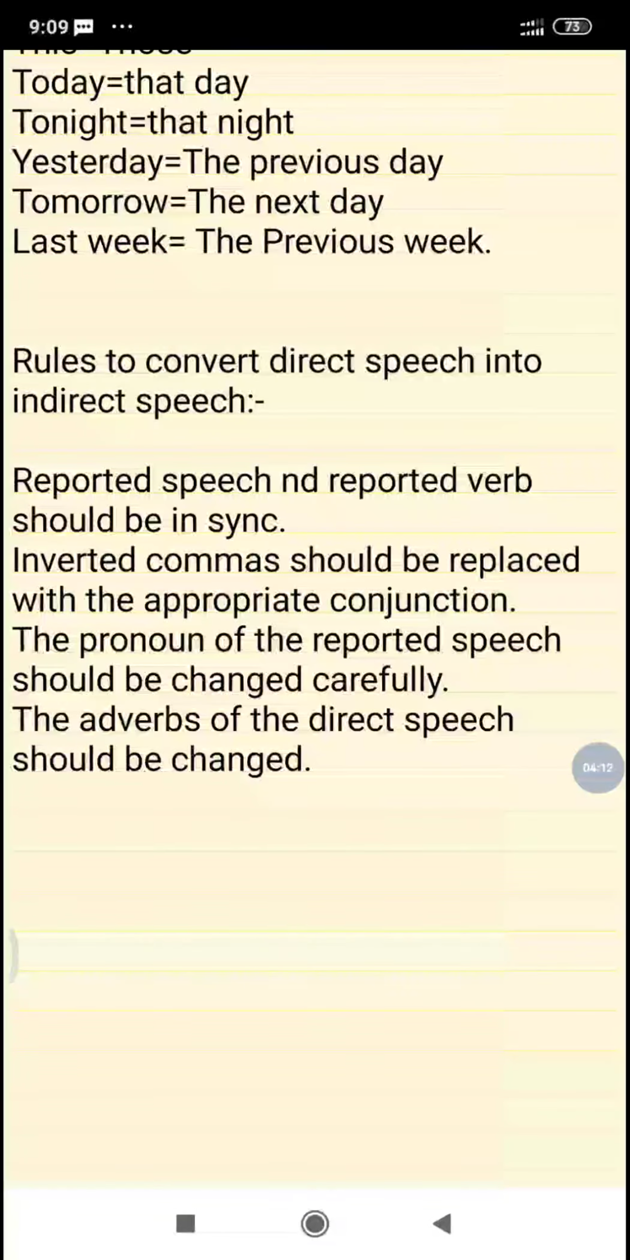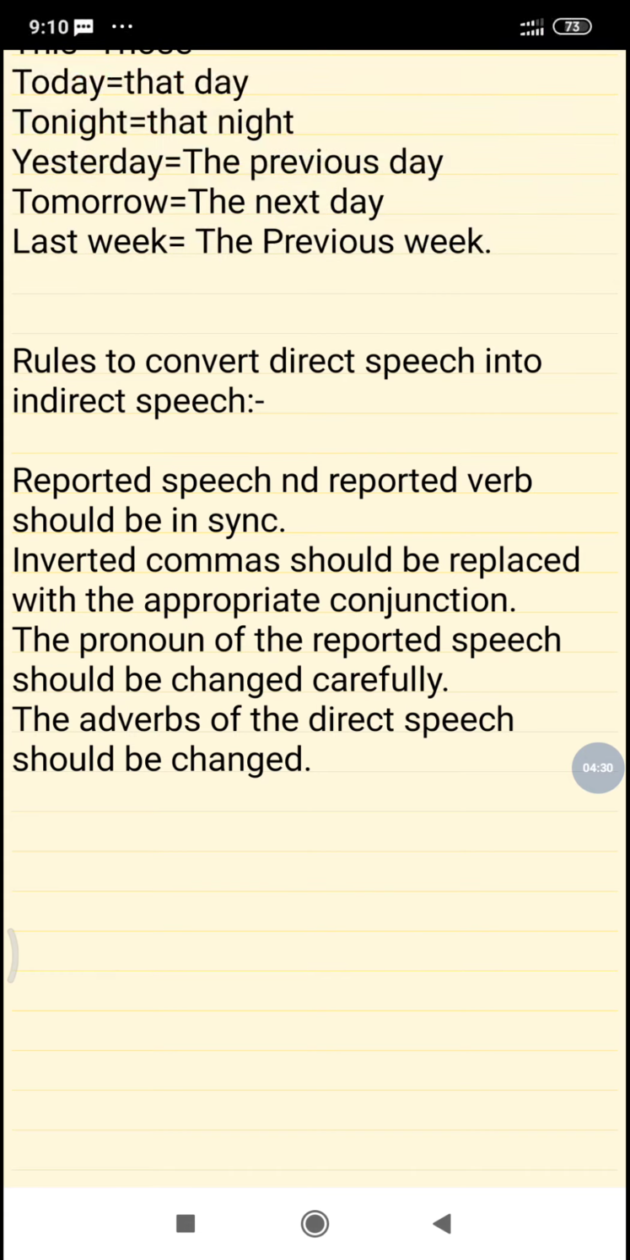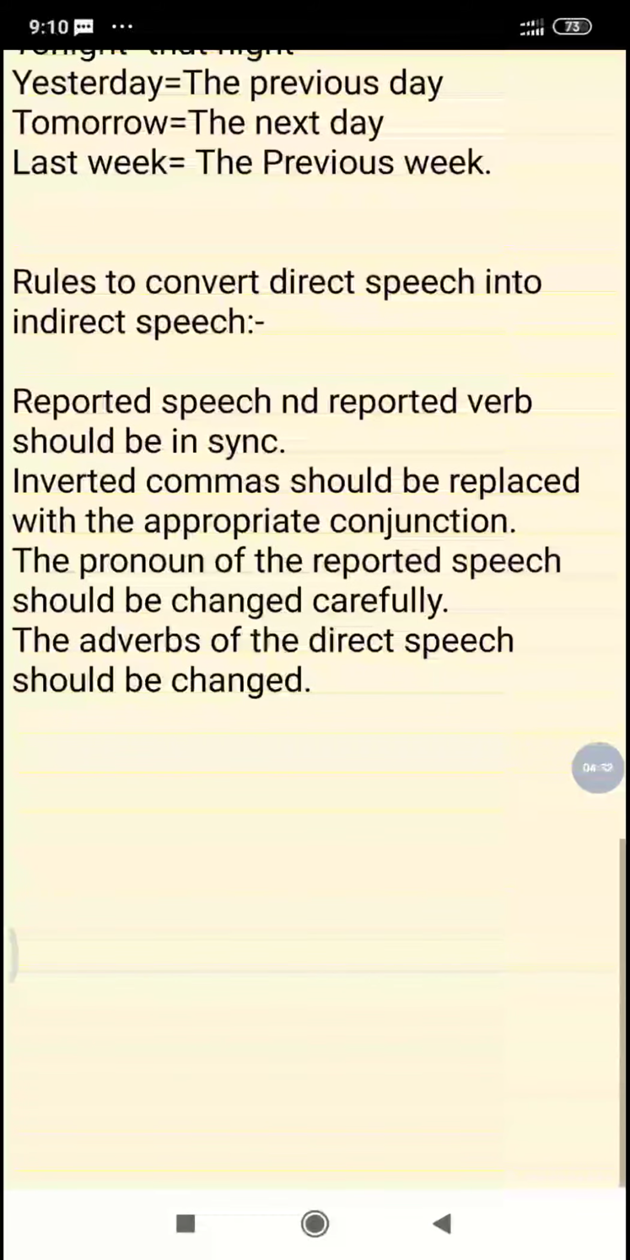Rules to convert direct into indirect speech: the reported speech and reporting verb should be in sign, ठीक है, like inverted commas and this kind of thing. And the inverted commas should be replaced with the appropriate conjunctions. Okay, students, the pronouns of the reported speech should be changed carefully. The adverb of the direct speech should be changed.